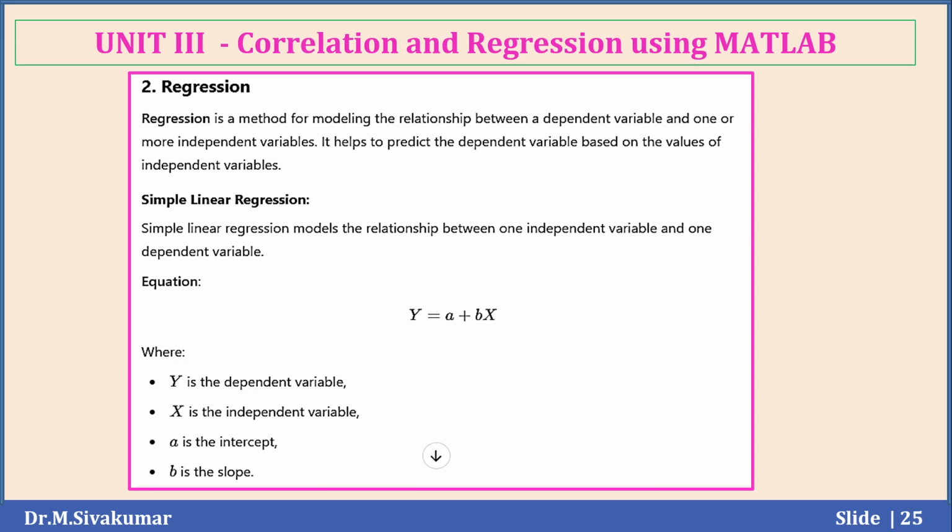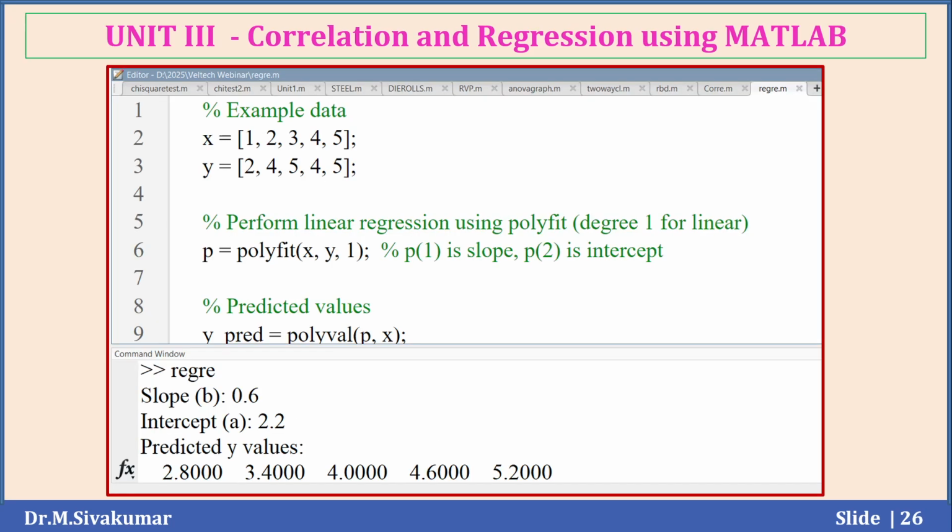Let us see simple linear regression. Simple linear regression models the relationship between one independent variable and one dependent variable. The equation is y equals a plus bx. Here y is the dependent variable, x is the independent variable, a is the intercept, and b is the slope. Now, let us see the regression program.